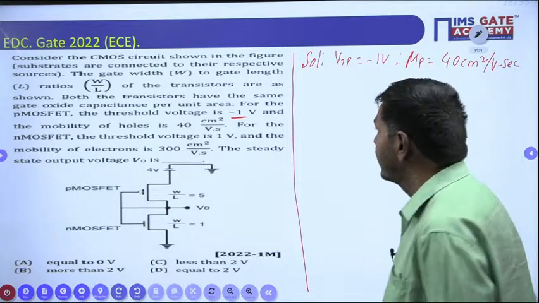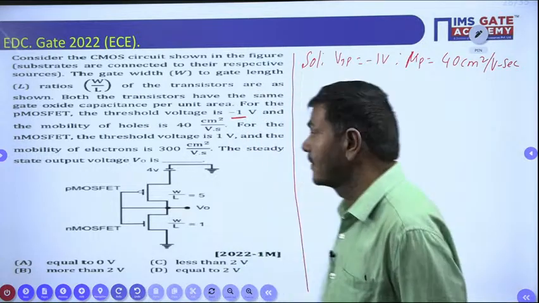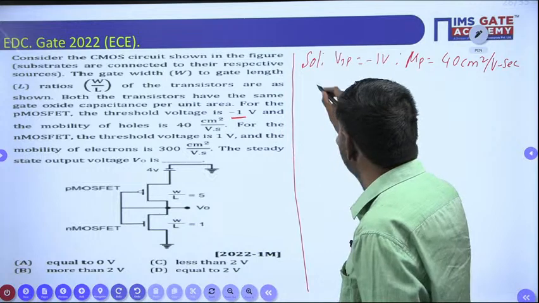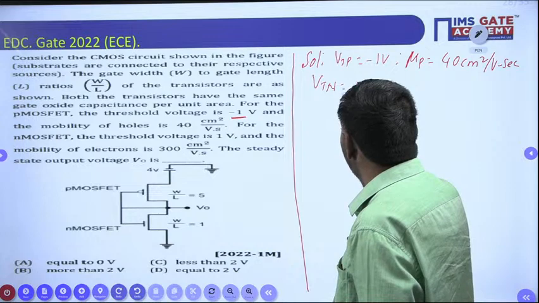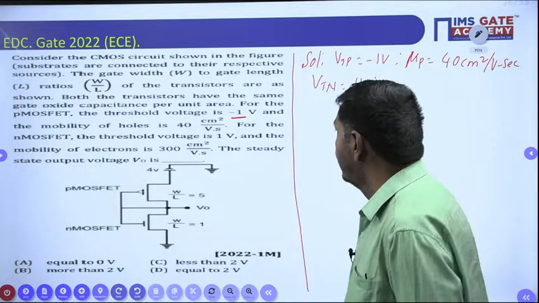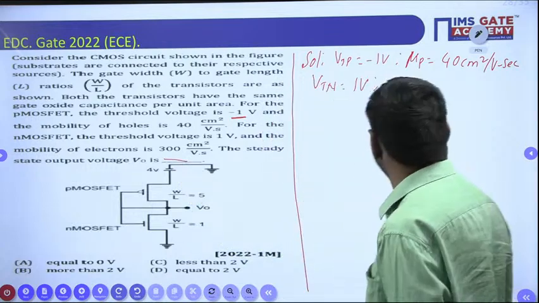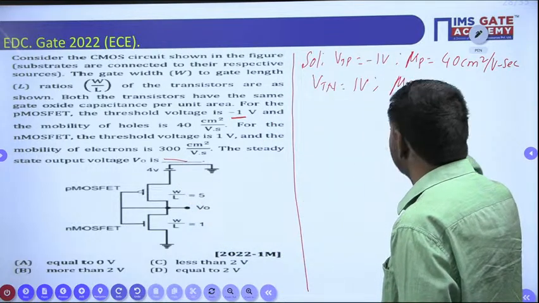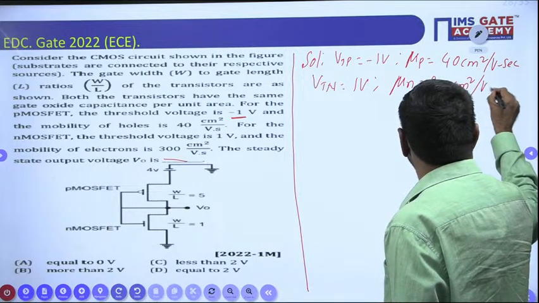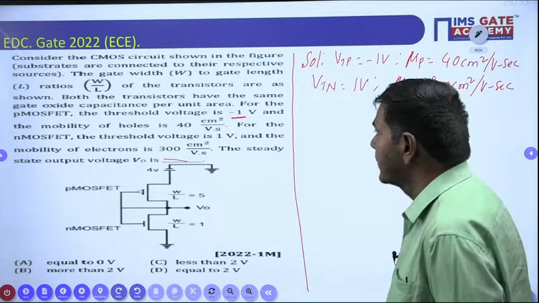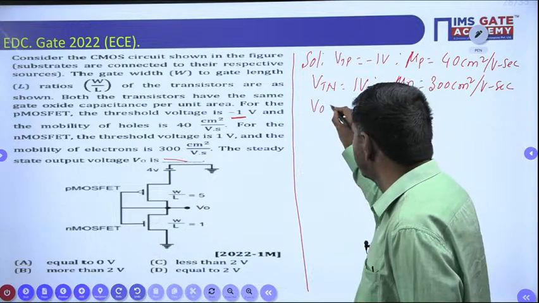For the NMOS FET, the threshold voltage VTN is equal to 1 volt. And the mobility of electrons is given as 300 cm square per volt second. The steady state output voltage V0 is asked to be measured. What is V0?